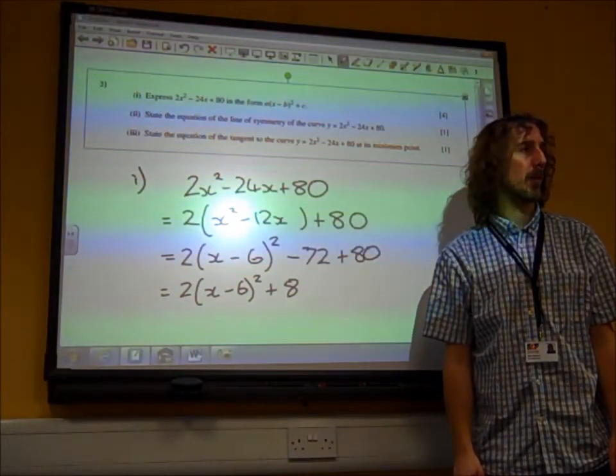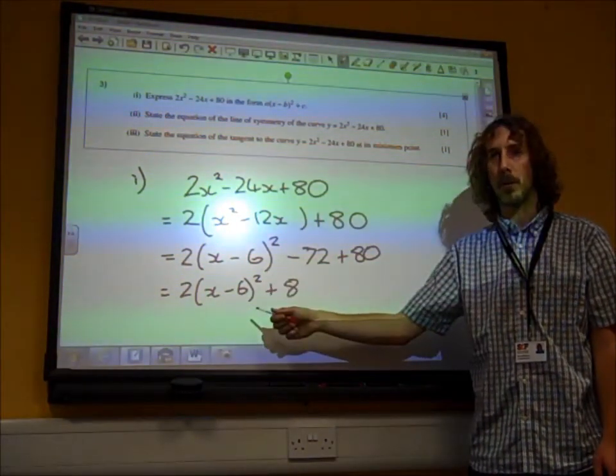Well, we've talked about this so much now, haven't we? This tells us about the minimum point. The minimum point on our quadratic curve.